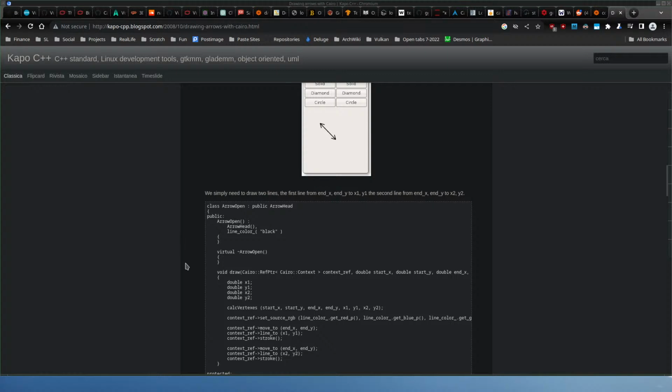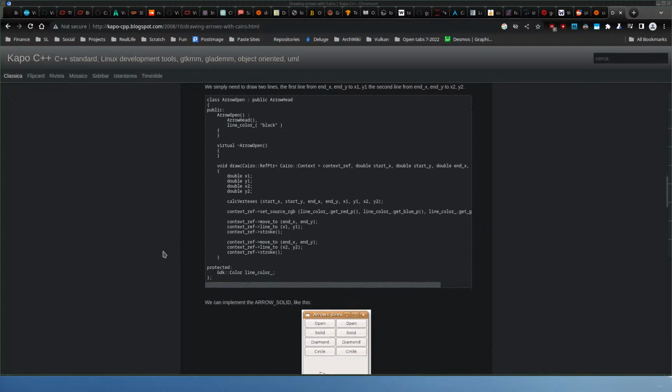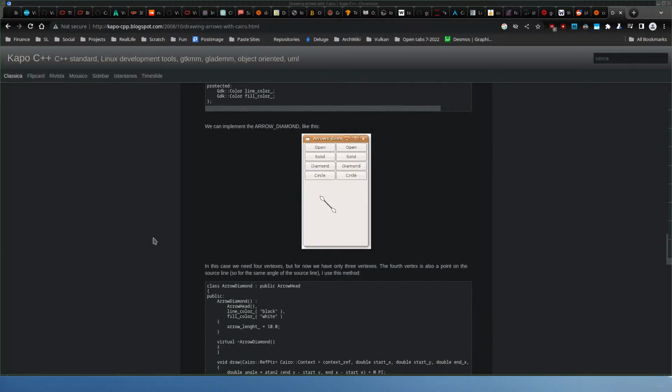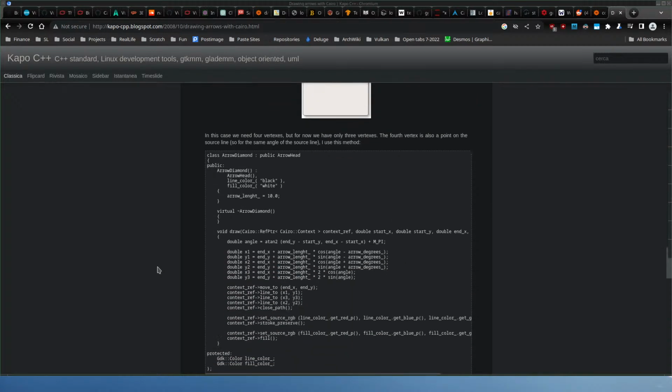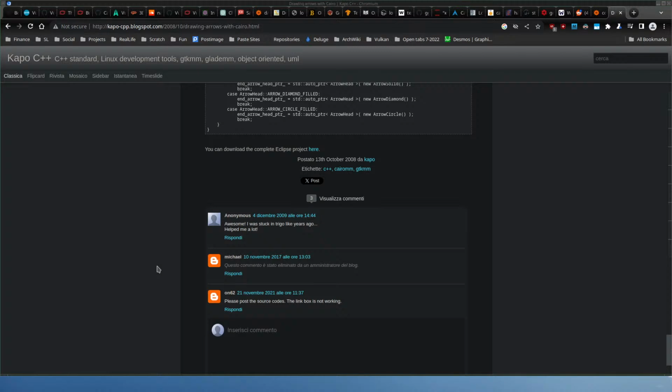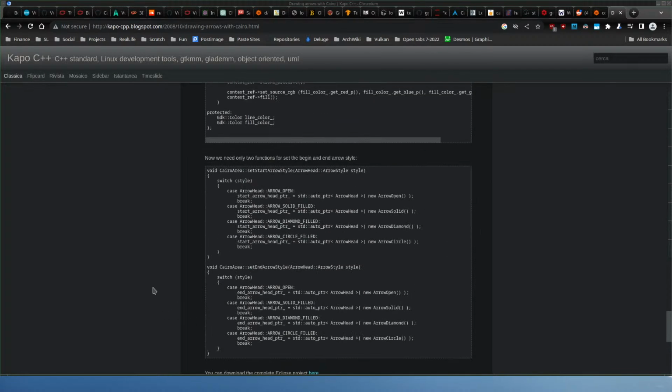Oh, you're not lagging. I'm lagging, maybe. I don't know. So this is a lot of code. Awesome. I was stuck in Trico like years ago. Helped me a lot. Please post the source code. The link box not working. Guess he did that because I saw a lot of code.